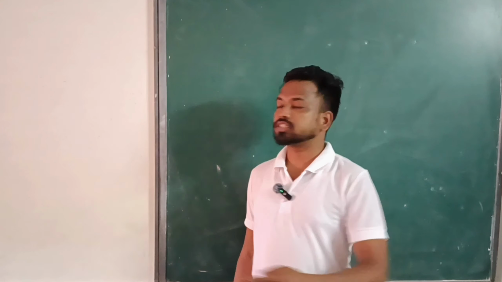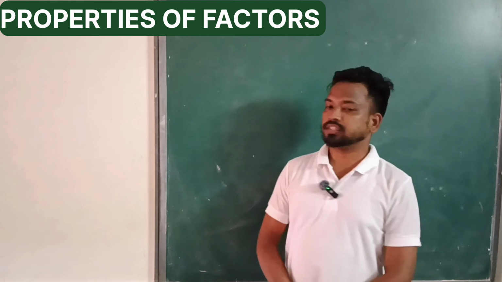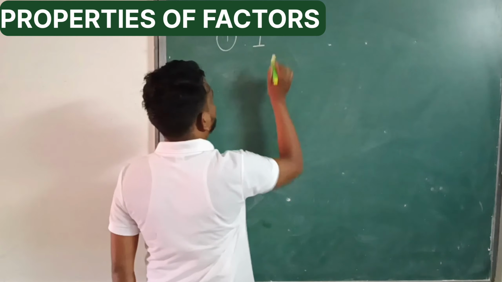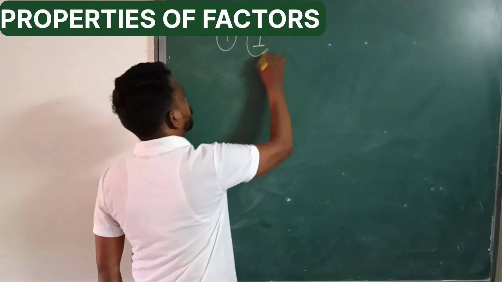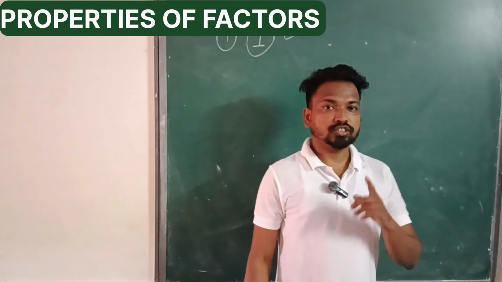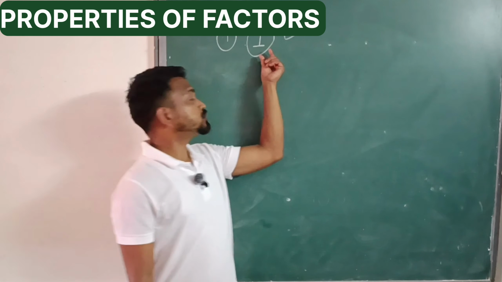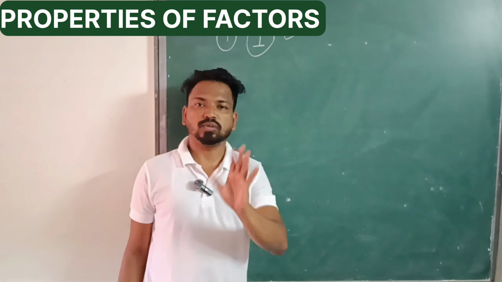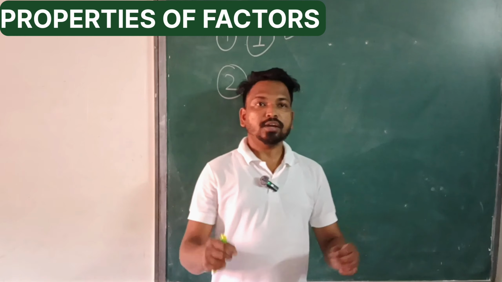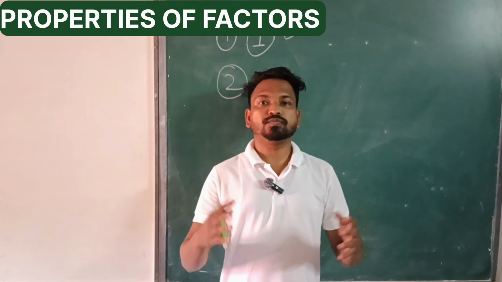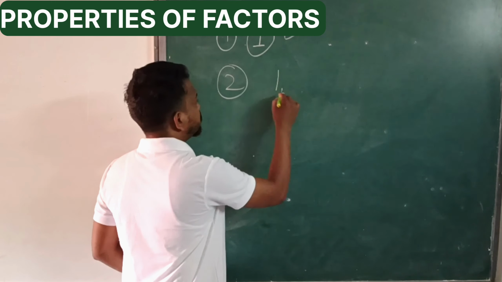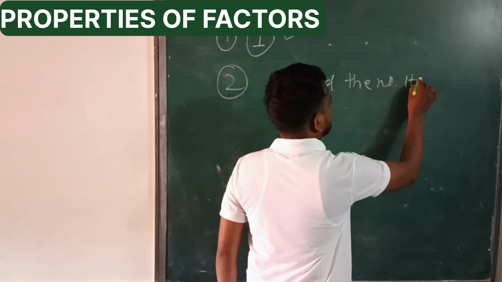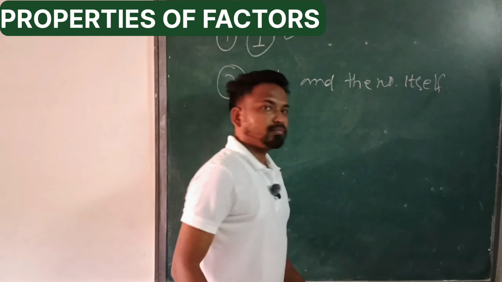Now, let's discuss the properties of factors. Students, the first one: 1 is the least factor of all the natural numbers. Understood? Property number 1 is the smallest factor, you can say, of every natural number. In every number you will get 1 as a factor. Property number 2, every natural number has 2 factors, that is 1 and the number itself.